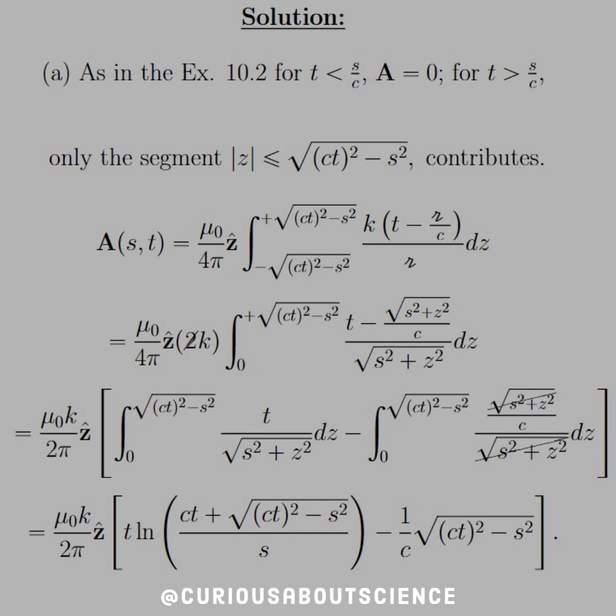So this is just going to be messy, so let's be very, very careful. As in example 10.2, for t less than s over c, A is 0, and for t greater than s over c, we only have the line segment that actually contains any information getting to the field, for z, magnitude z, less than or equal to the square root of c squared t squared minus s squared. Again, that's just a distance formula, which if we draw it out, I think we did draw it out.